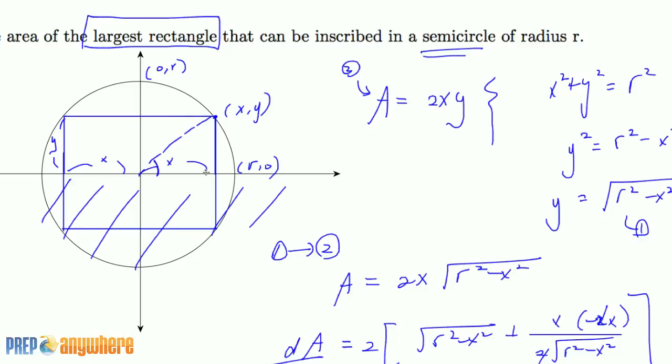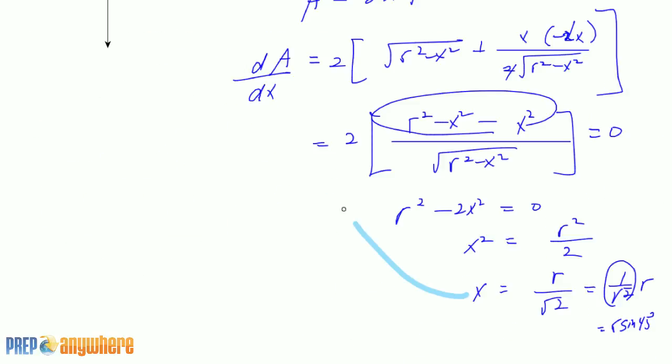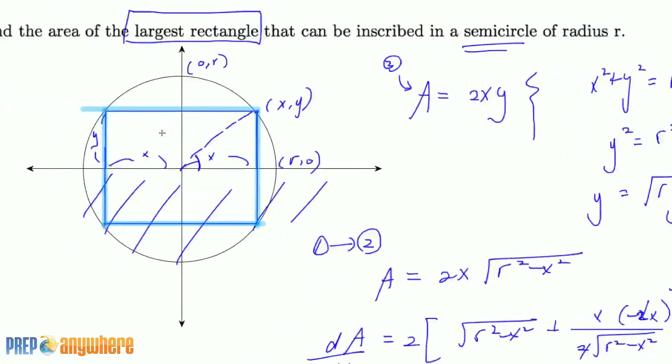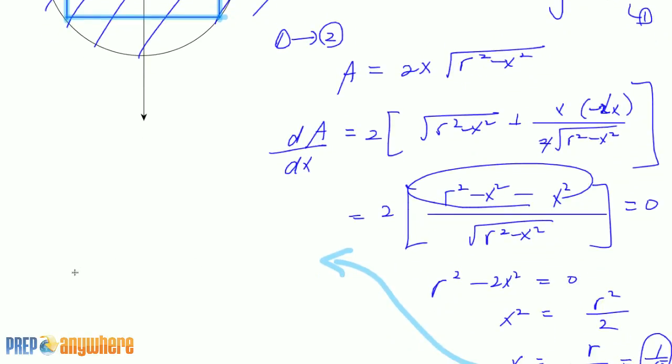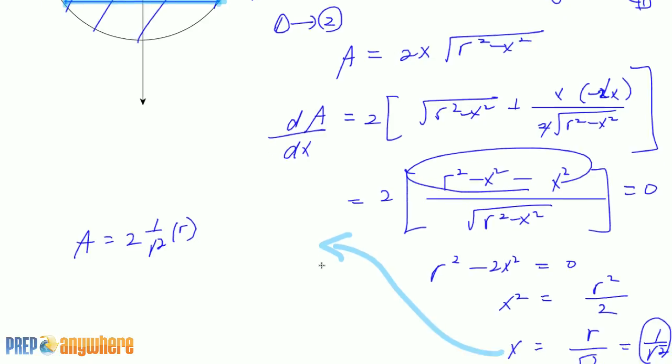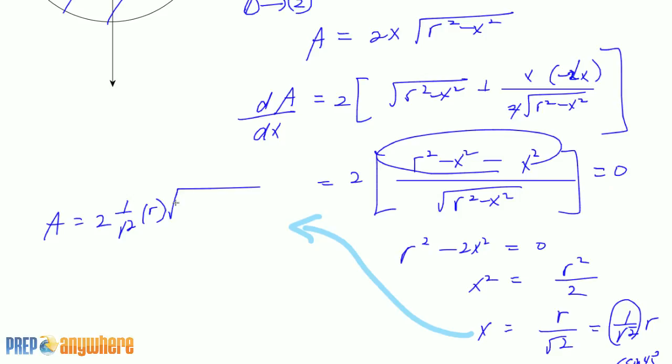So what's this shape? y equals x, so this shape is a square. Actually, we can come to that conclusion in the next step, because the rectangle will be exactly that. We can find the area will be 2 times 1 over root 2 r, times 1 over root 2 r squared.